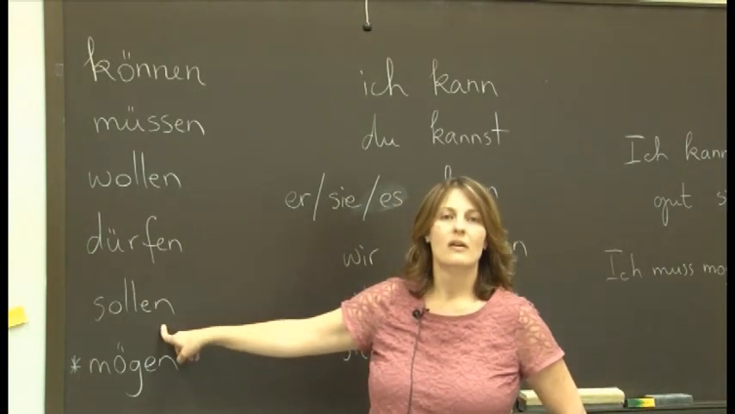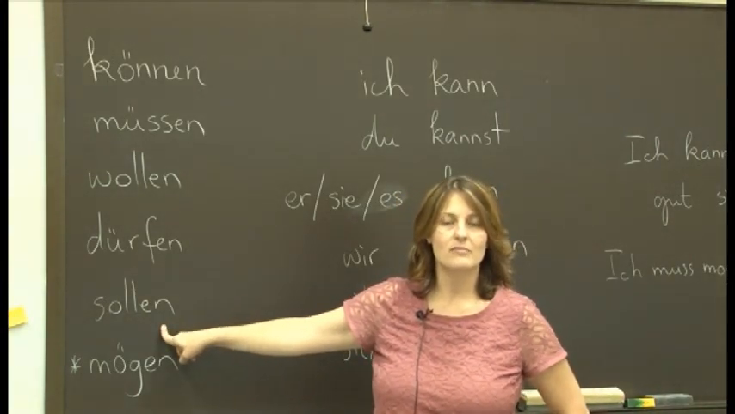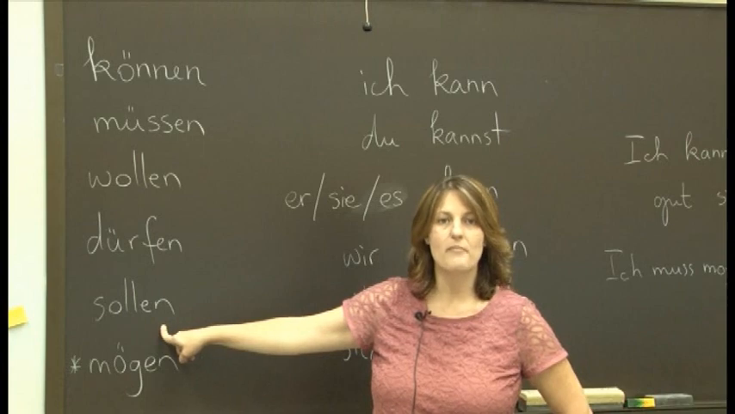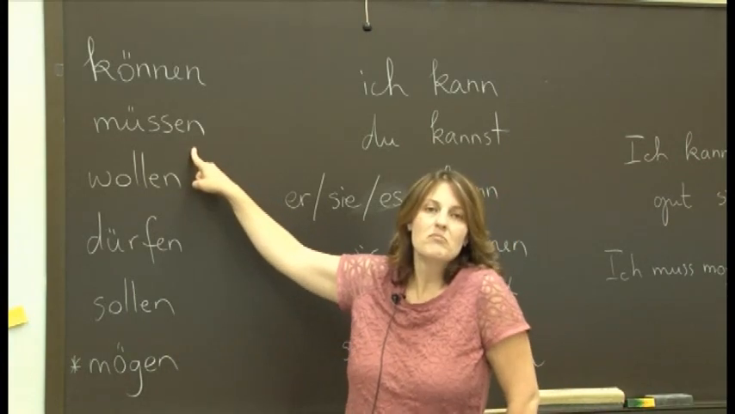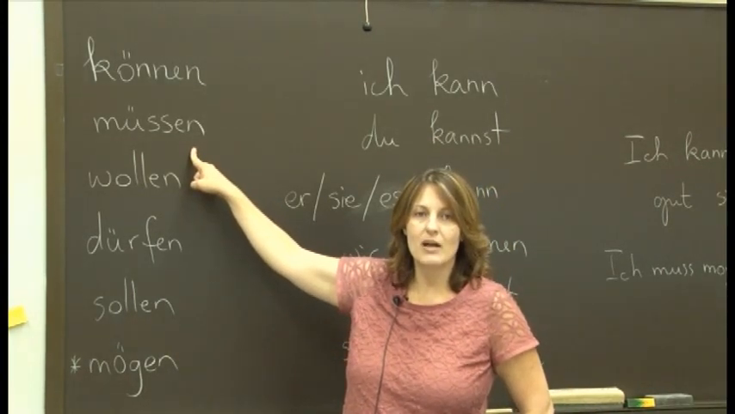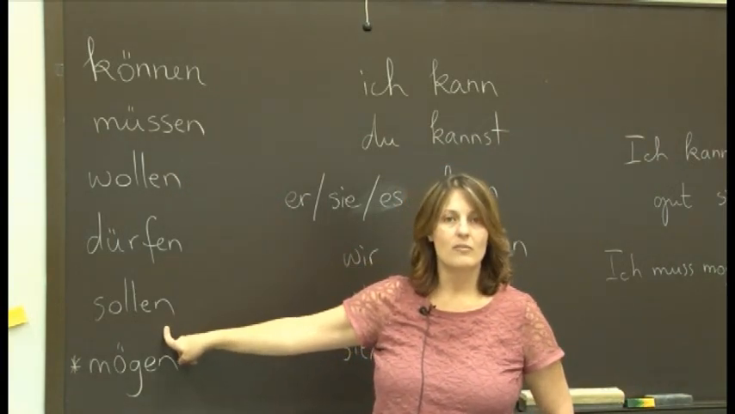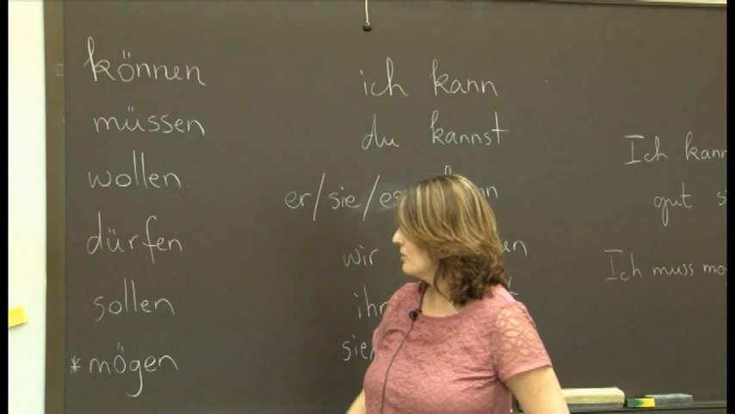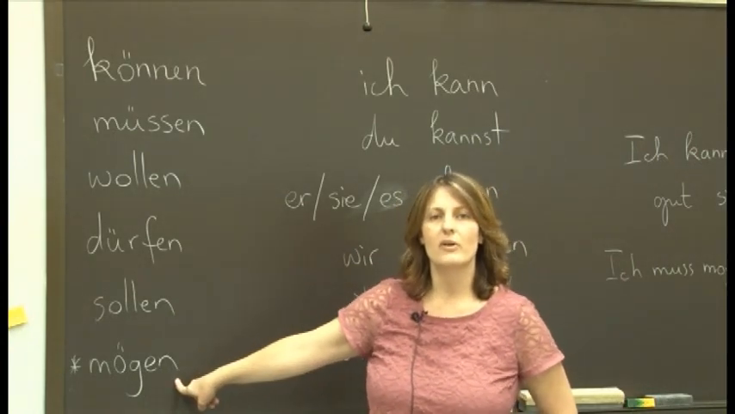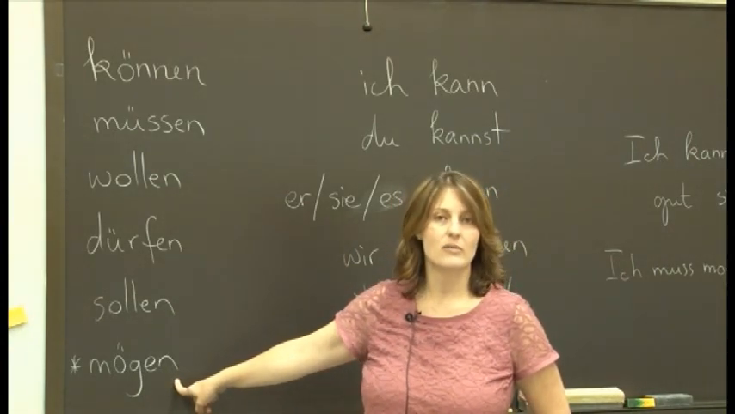Und ich soll das Abendessen vorbereiten für die Kinder. Ja? So again, ich muss das Abendessen vorbereiten. I have to prepare dinner for them. Or ich soll. I'm supposed to. Ja? Good. Then mögen, your books say it means to like, which it does.